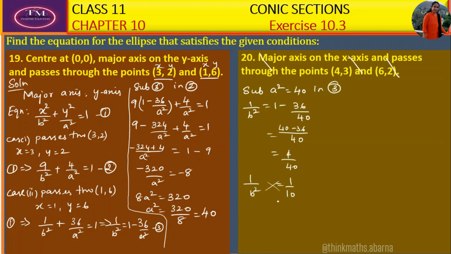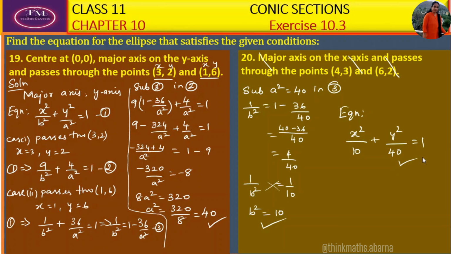So just cross multiplying, b square into 1 is b square, 1 into 10 is 10. So b square equal to 10. So we got a square equal to 40, b square equal to 10. So therefore what is the required equation? The required equation is x square by b square, so x square by 10 plus y square by a square, what is a square? 40, equal to 1. Okay. So this is the required equation.